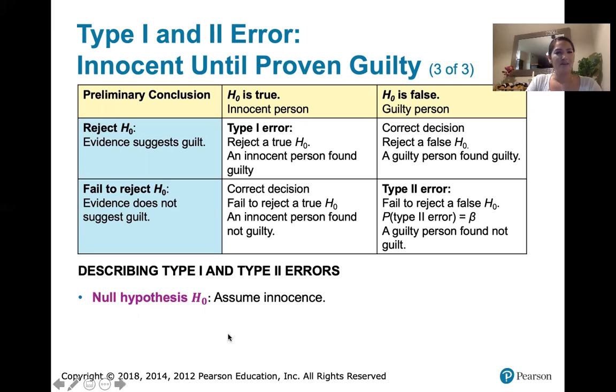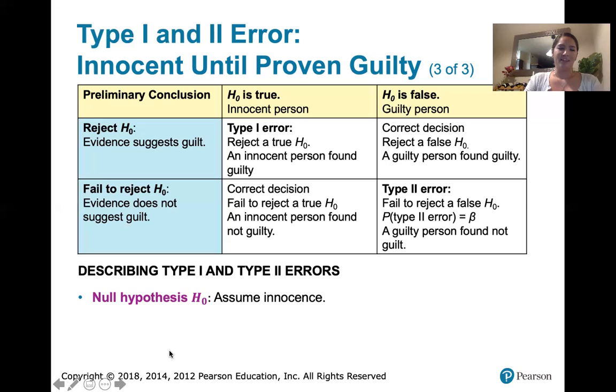Now, if we are assuming innocence and then we go to court, maybe criminal court, and then we fail to reject the null, so we look at the evidence. We can't prove that this person is innocent, but we can say the evidence is not enough to suggest guilt beyond a reasonable doubt, right? So that's failing to reject the null.